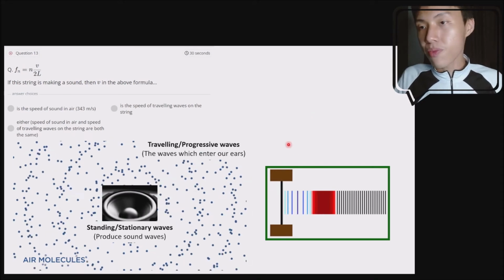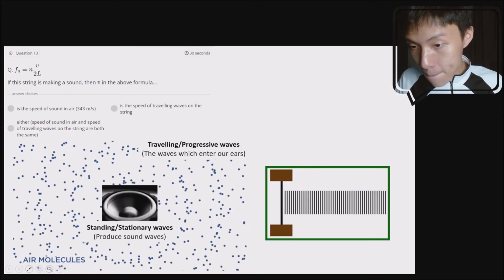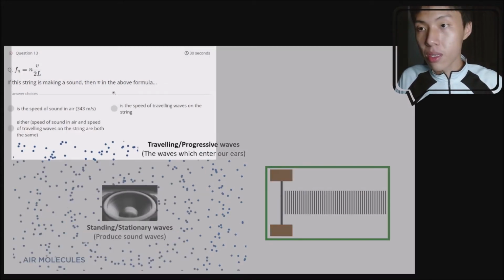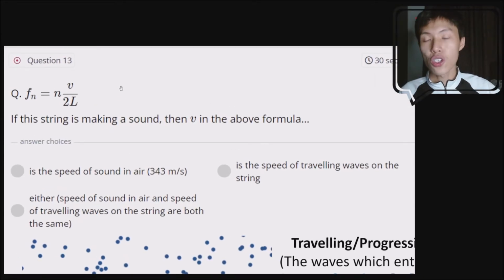Next question. Question 13 says that if you are given this equation here, and this string is making a sound, the v in the above formula should be substituted with the speed of the sound in the air, or the speed of the sound traveling on the string, or neither, or either of them.